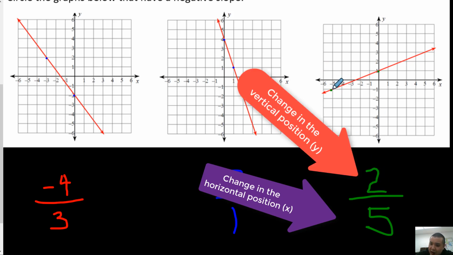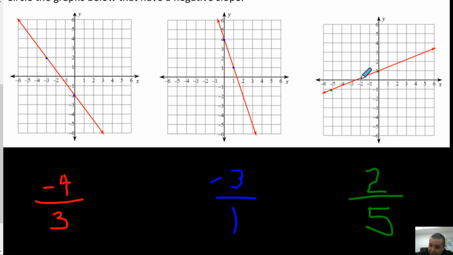So we can see that right here, if we go over 1 up to the line, this kind of looks like a 2/5 increase. 2/5, 4/5, 6/5, 8/5, 10/5. We can see that the change is overall 2 when you go over 5 steps.